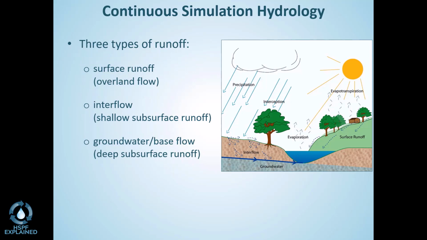Now it generates three types of runoff. As I mentioned before, we have surface runoff, which is the same thing as overland flow. We have interflow, which is that shallow subsurface runoff. And then we have groundwater or base flow, which is the deeper subsurface runoff. So we can then send that water wherever we think is appropriate in our model.